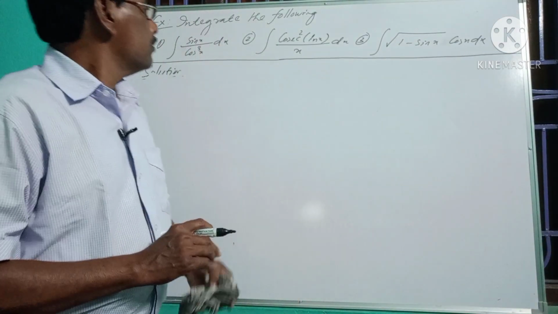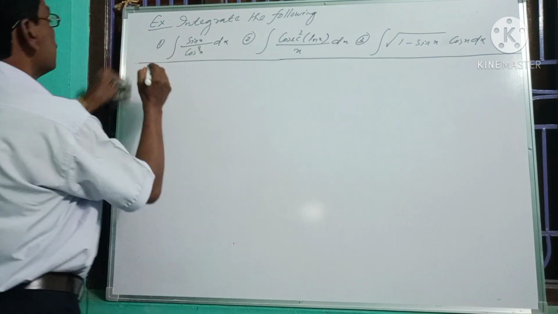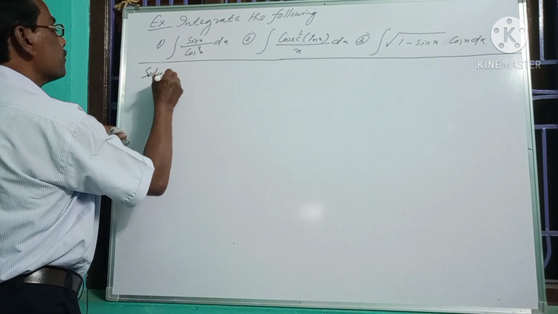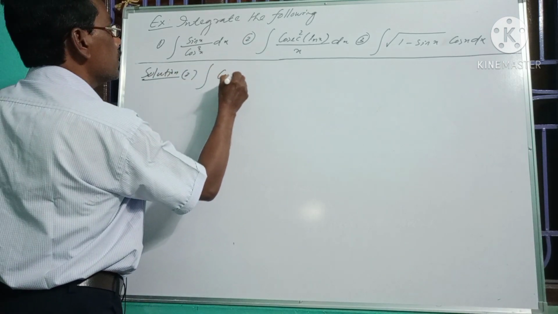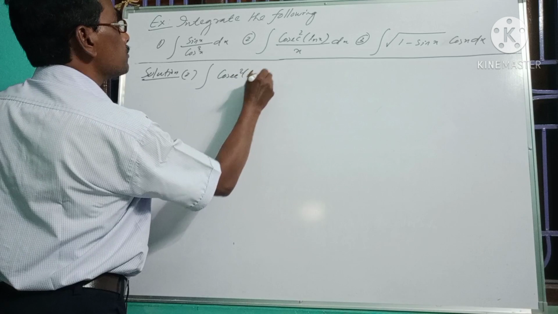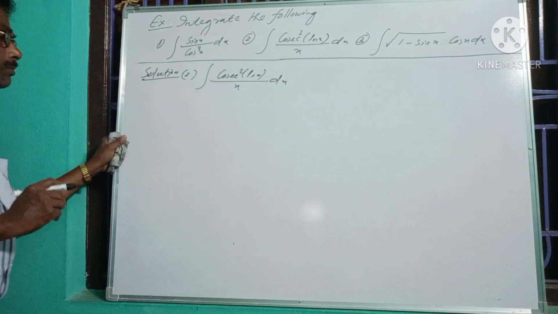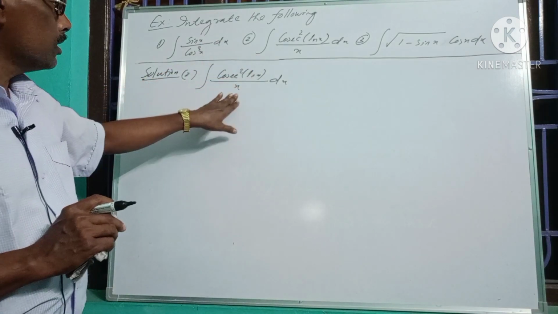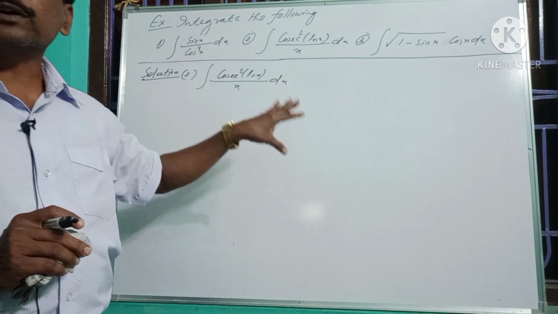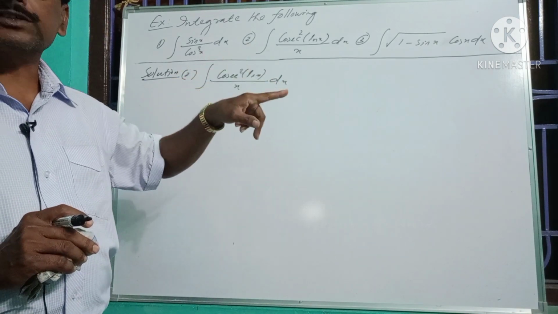So now let us solve the second problem, that is integration of cos square ln x by x with respect to x. So now let us see the problem. Here the integrand contains cos square ln x by x, where cos square ln x is a composite function of logarithm function, power function and a trigonometric function.